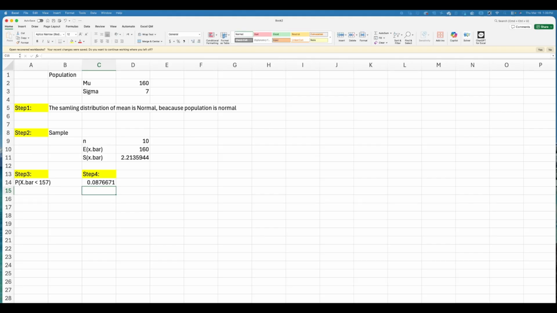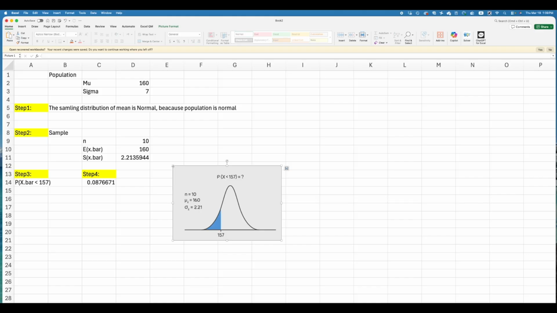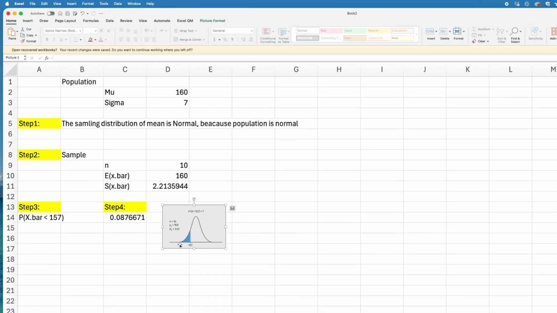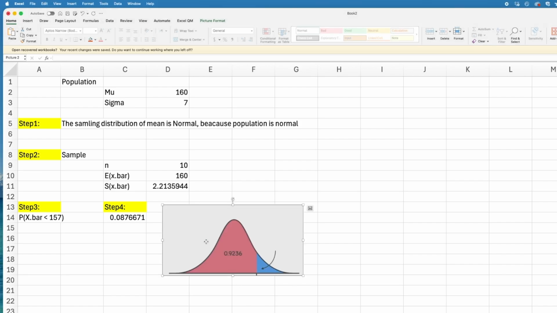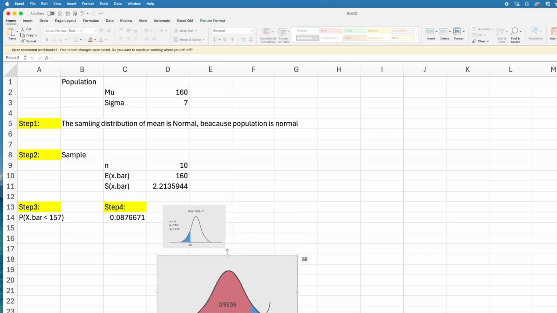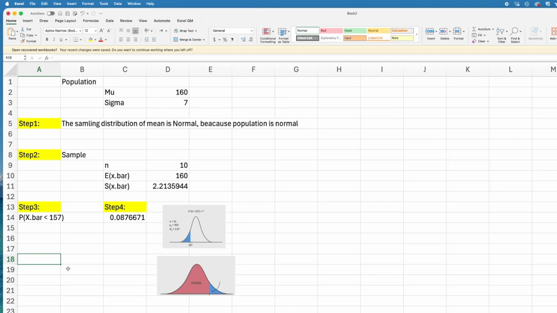So that is the probability that the average height is less than 157. Let's calculate the probability that the average height is more than 170. So instead of less than 157, we are looking at this blue area, more than 170. So I am looking for the probability that X bar is more than 170.